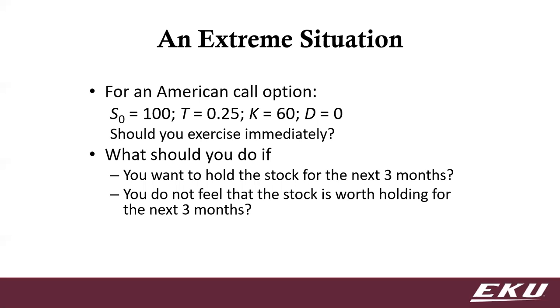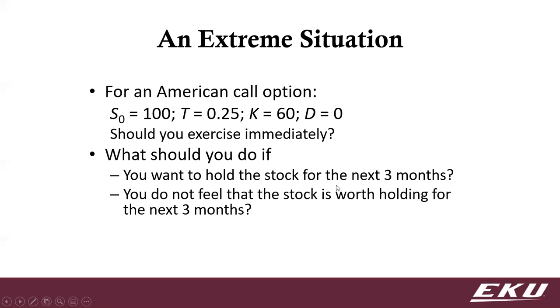And this is just an example. I give you a current stock price of 100. We're going to wait 3 months, a quarter of a year, and I have the strike price of 60. So should I exercise immediately? If I were to exercise it, I get this $40 difference between the current price and what my price would be. So it's got that $40 value.